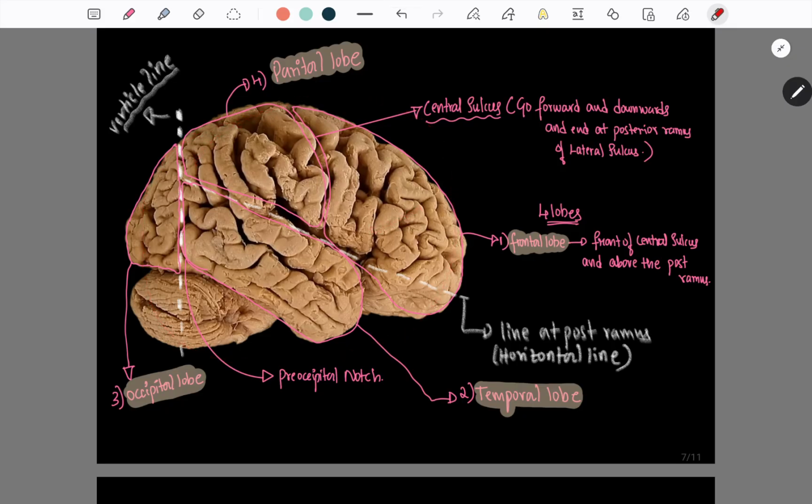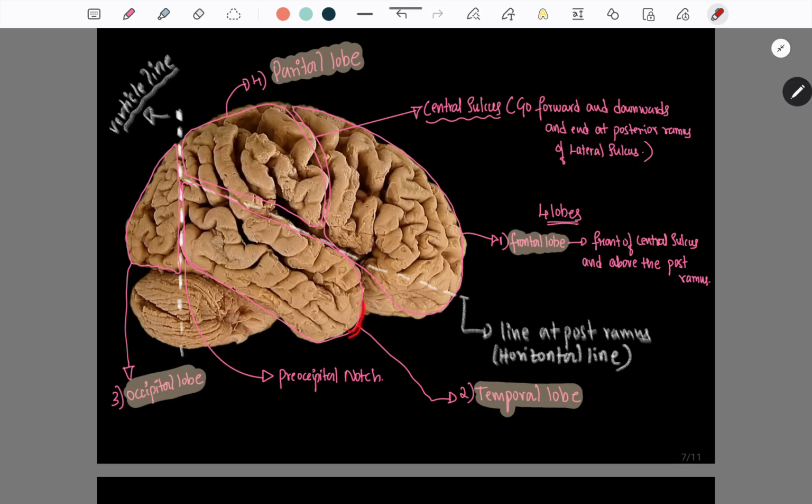Here you can see this continuous sulcus. There is no restriction; here you can see a restriction, here a restriction, here a restriction, here it is continuous. This is called the central sulcus. Very important. It goes forward and downwards and ends at the posterior ramus of the lateral sulcus.